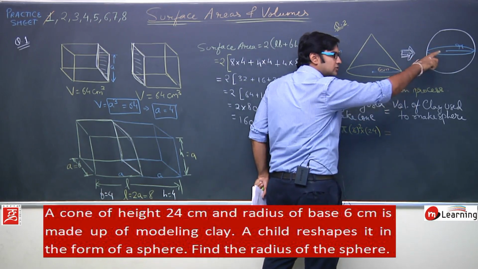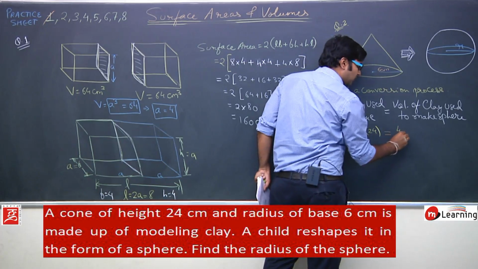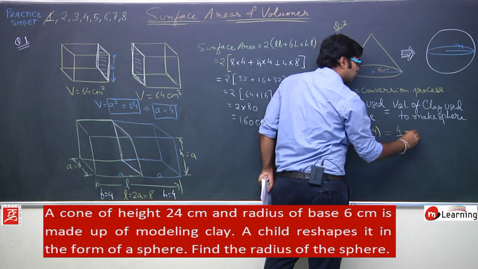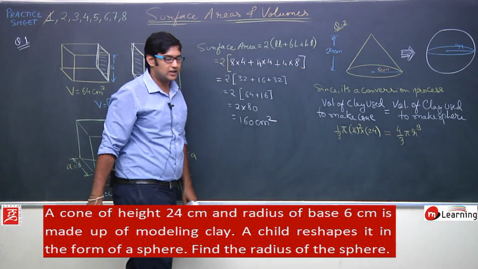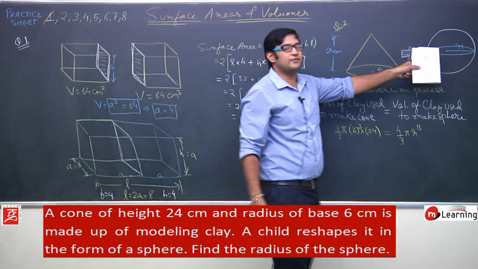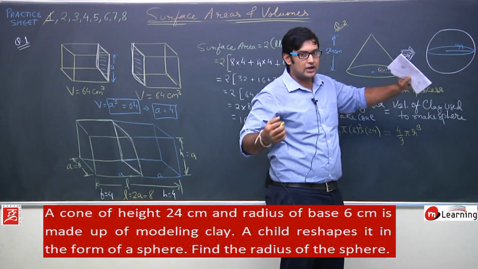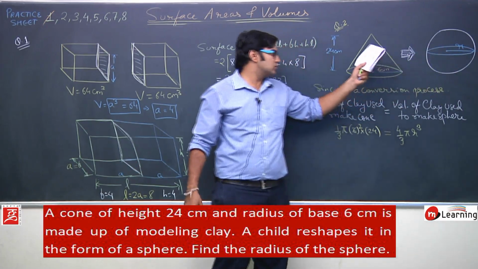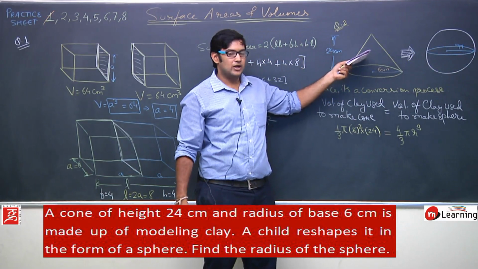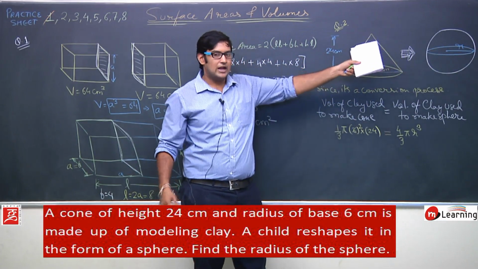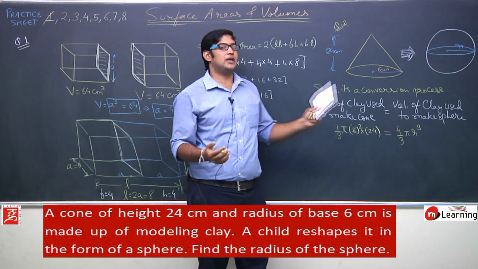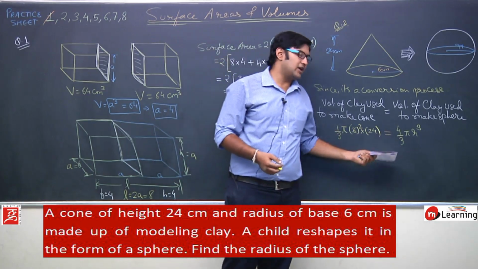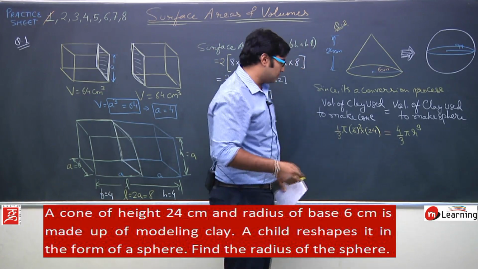What should be the volume of the sphere? Volume of sphere is 4/3 pi r cube, where r is unknown. Why? Because r is the radius of the sphere that we do not know. If I use the clay of this cone and make a sphere, I do not know how much bigger the sphere will be, and that I can calculate using this formula.